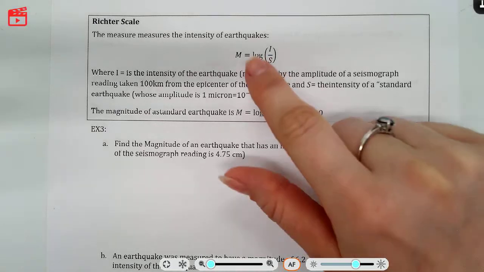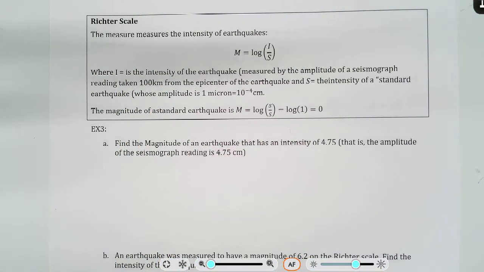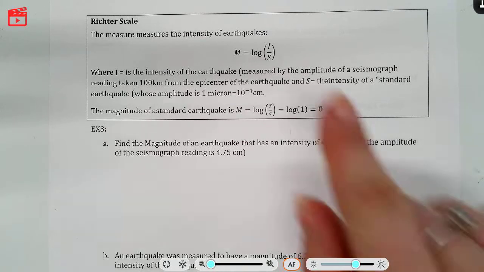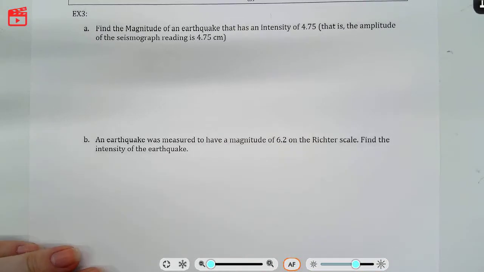All right, so M equals, this is the equation we're given, log of I over S, where I is the intensity of the earthquake, which is multiplied by the amplitude on a seismograph, that little thing that goes, and the reading taken 100 kilometers from the epicenter of the earthquake. And S is the intensity of a standard earthquake. The amplitude is 1 micron, or 10 to the negative 4 centimeters. And the magnitude of a standard earthquake is M equals log S over S, which is log 1, which equals 0. All right, lots of information. Let's get to an example.